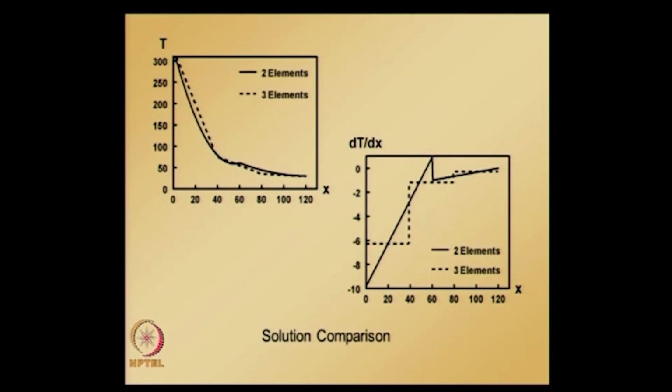And here if you recall, we solved same problem using 3 linear elements, and here in this figure solution obtained using 2 quadratic elements is compared with solution obtained using 3 linear elements, and you can see solution is fairly close, that is solution obtained using 2 quadratic elements and 3 linear elements are almost close to each other, but there is a great discrepancy in the derivative of temperature solution that we obtain.